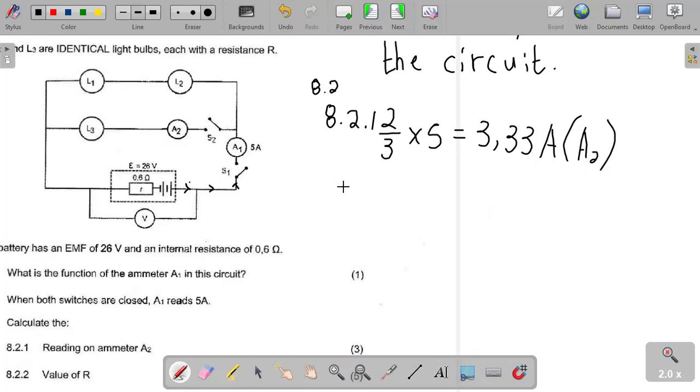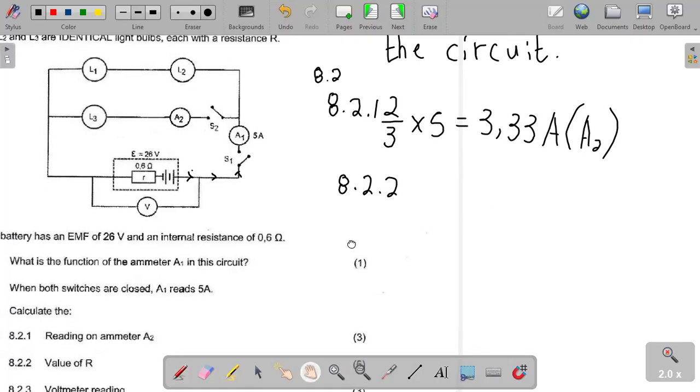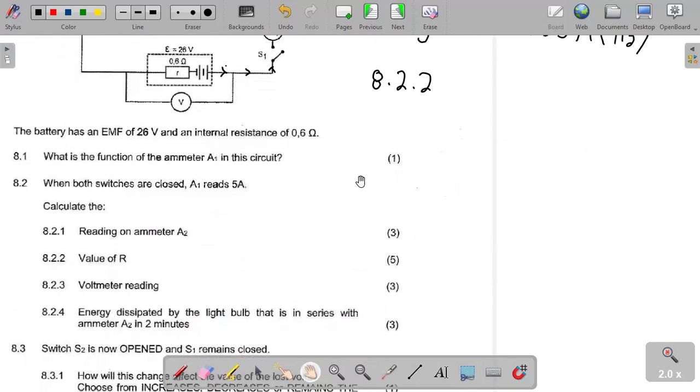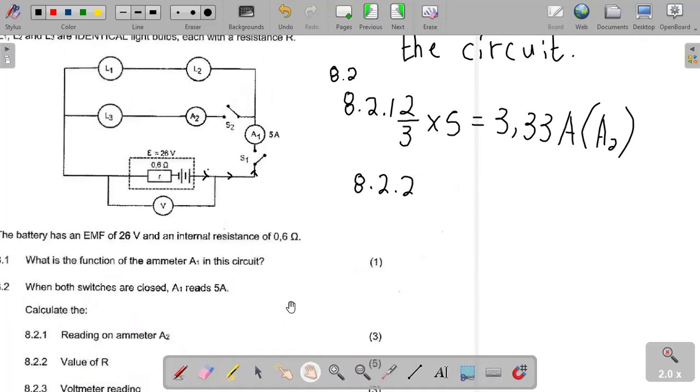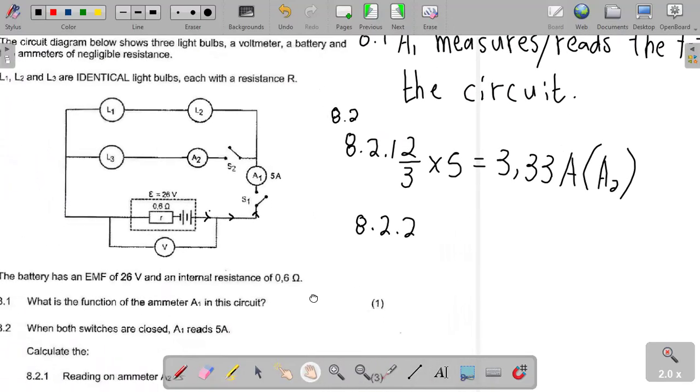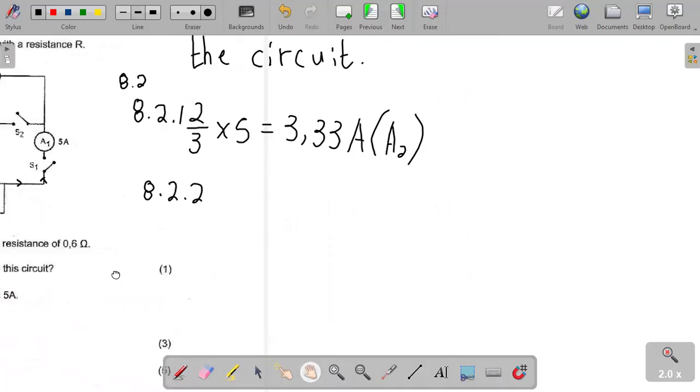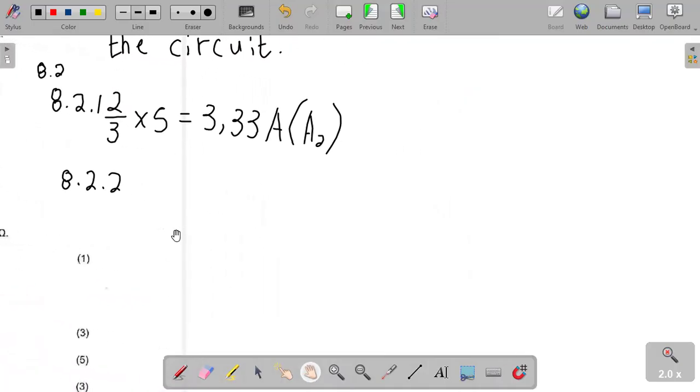And then 8.2.2. They want the value of R. What can we find here? We can start by finding the total external resistance, isn't it? Before we find R. So we can, because we have everything else.